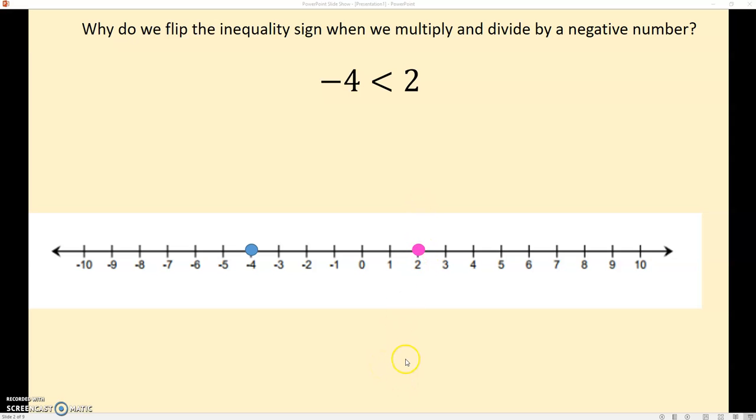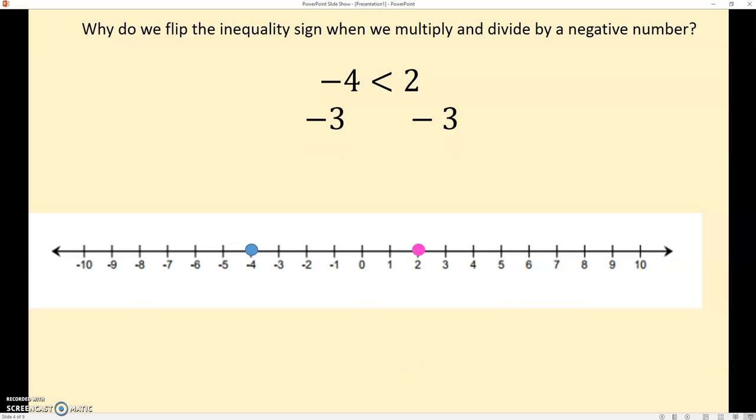So, what would happen if I added 3 to both sides of my inequality? Well, if I add 3 to both sides of my inequality, my dots will move to the right 3 units. So they're currently at negative 1 and 5. So my blue dot is still less than my pink dot. Now let's go ahead and recenter them. Negative 4 and 2. So negative 4 is less than 2.